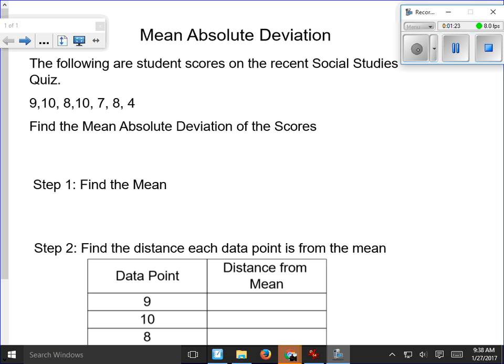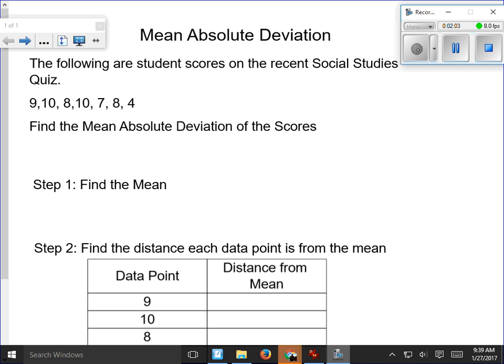Take quiz scores, for example. I have these quiz scores up here on a social studies quiz. We had a 9, we had a 10, we had an 8, we had a 10, we had a 7, we had an 8, and we had a 4. We are going to find the mean absolute deviation of that set of numbers. I will tell you this. If all of the scores are very consistent, meaning they stay close to the same, like 7, 8, 9, 7, 8, 8, 7, the smaller the mean absolute deviation is.